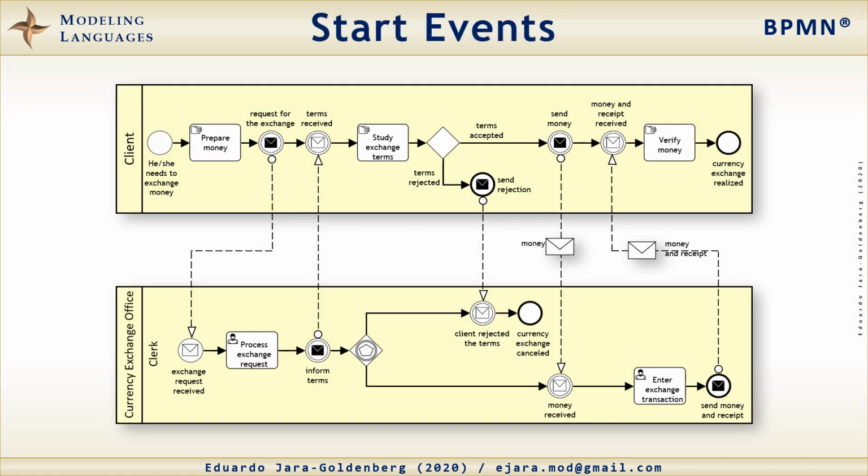As the name implies, the start event indicates where a process will start. Because it starts the flow of the process, it will not have any incoming sequence flows. A start event is a circle drawn with a single thin line. There are 7 types of start events. In this example, 2 types are used: none and message.